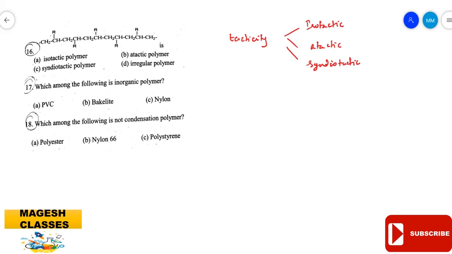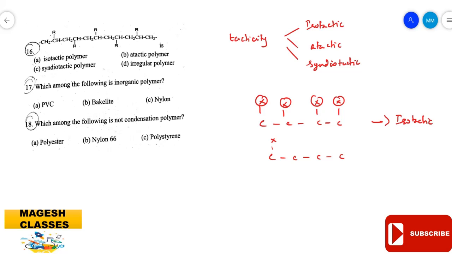In case of isotactic, the side groups of the monomers lie on the same side. Suppose this is the main chain. The side chains are attached on the same side. It is called isotactic. And in syndiotactic, what happens? The side chains are arranged in an alternate manner. Here one X, and here one X, here X.